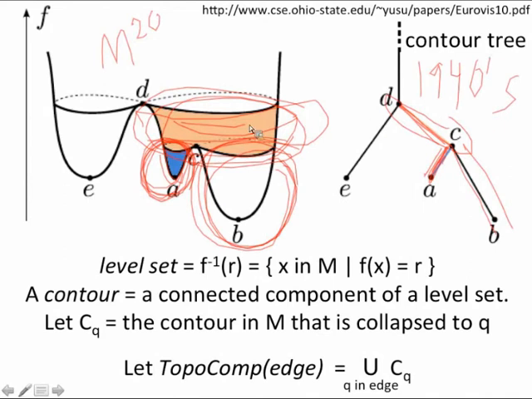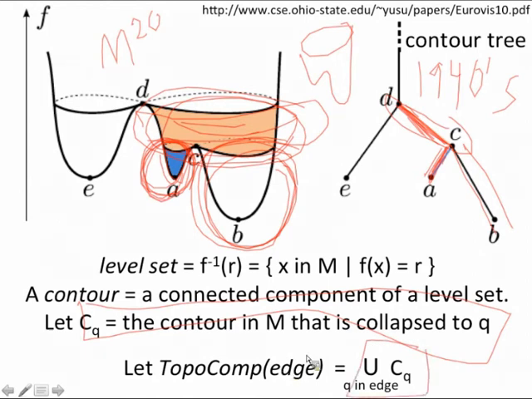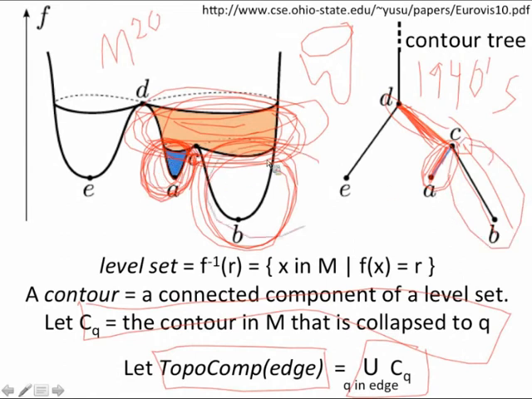But whenever we saw these energy landscapes, it was nice to be able to see these nice three-dimensional pictures. And so what we can instead do is we'll define C_Q to be the contour in M that is collapsed to Q. So this entire edge, if I take the union of this, this will be the topocomp of the edge. So the pre-image of this is the topological component. It'll be all this brown stuff. So the pre-image of this edge, this is the topocomp of that. The pre-image of this, we have the topocomp of that.